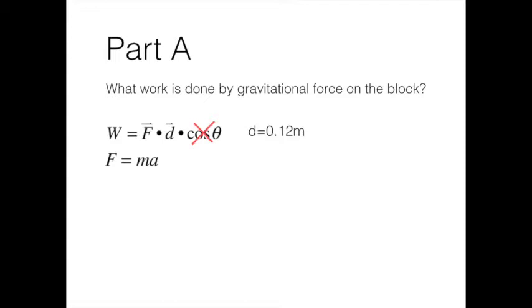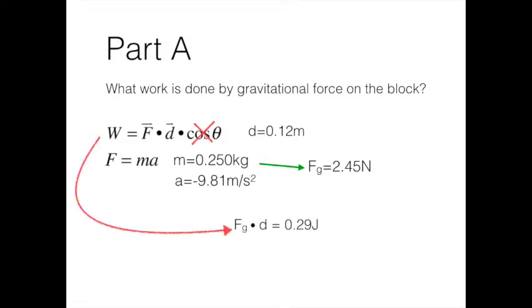We're going to use this equation to solve for the unknown force in the work equation. Now we know the mass of the block to be 0.250 kilograms. The acceleration is negative 9.81 meters per second squared, because that's the acceleration of gravity. Multiply those out, and we get Fg, the force of gravity, equals 2.4525 newtons, and with sig figs, that's 2.45 newtons. Multiply that by displacement in the original equation. Remember, we don't have to worry about cosine of theta, because that is 1. And we get Fg times displacement equals 0.29 joules.